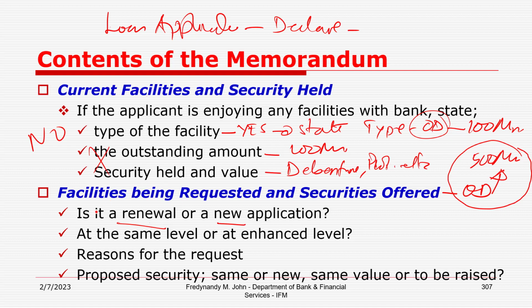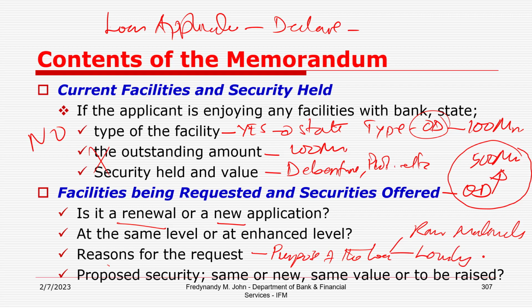Now, what are the reasons for the request? You can get this from the application form under the purpose of the loan. So it can be purchasing of raw materials, right? Or it can be launching of a new product. Maybe Azam wants to launch some new juices in the market.